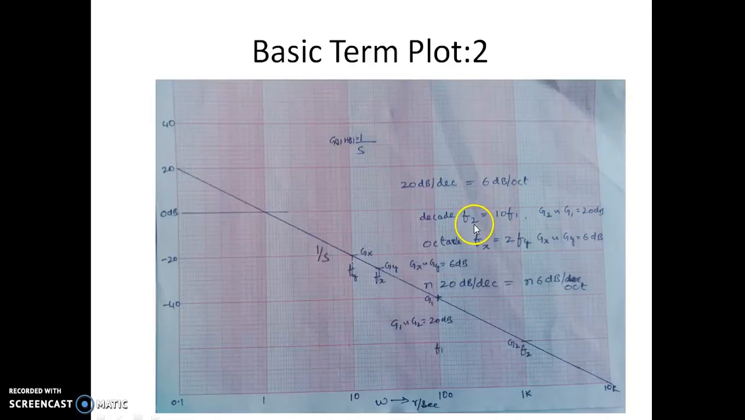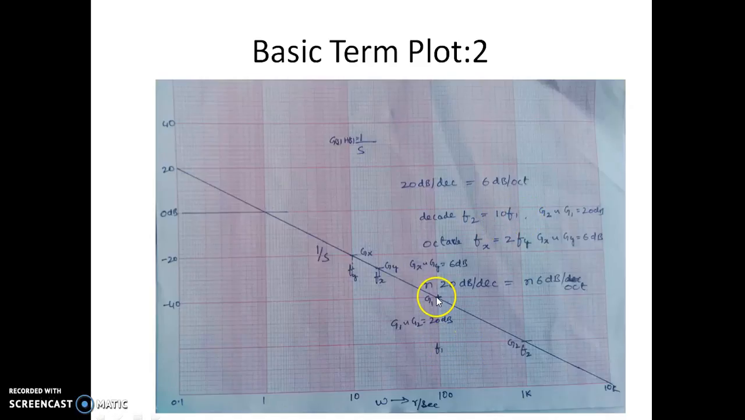See here, we are considering frequency f2 and f1. So let us consider this as frequency f1 and this is frequency f2. As you can see, f1 is something like 100, f2 is actually 10 times of 100, which is 1k. That's what's written here. If it is decade, we always write the frequency f2 is equal to 10 times f1.